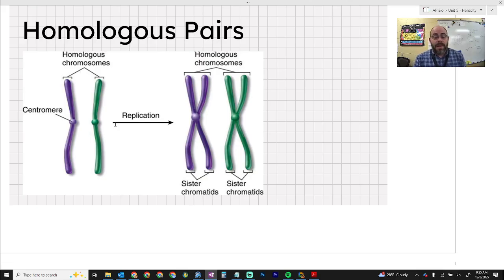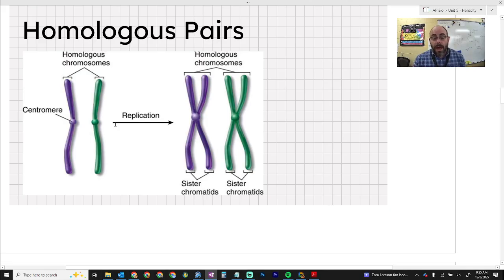So we have 23 pairs of chromosomes. Let's take pair number one. Mom gave you one of those chromosomes, dad gave you the other one. Mom and dad do not have identical genes. Each one of those chromosomes has the same genes on it, meaning those genes code for the same things. You're just getting different versions of those genes, and we're going to look at those versions in another lecture later, and this will all come together.